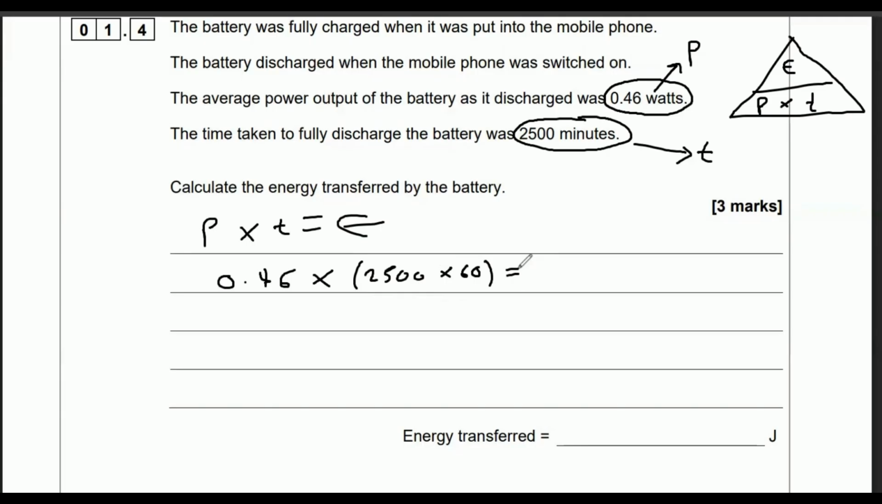So we're going to get a total of 69,000 joules. And that is how much energy was transferred by the battery as it was discharged, 69,000 joules. And that's 3 marks. So one for rearranging the equation correctly to work out the energy, i.e. power times time, and then one for the conversion of the minutes into seconds, and then of course one for the correct answer, 3 marks.